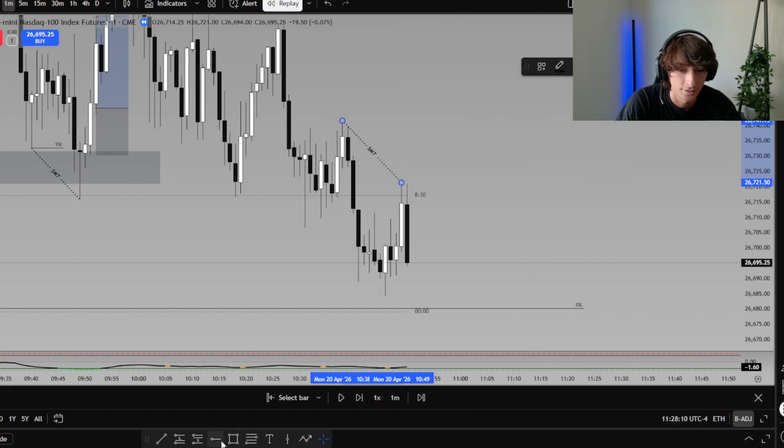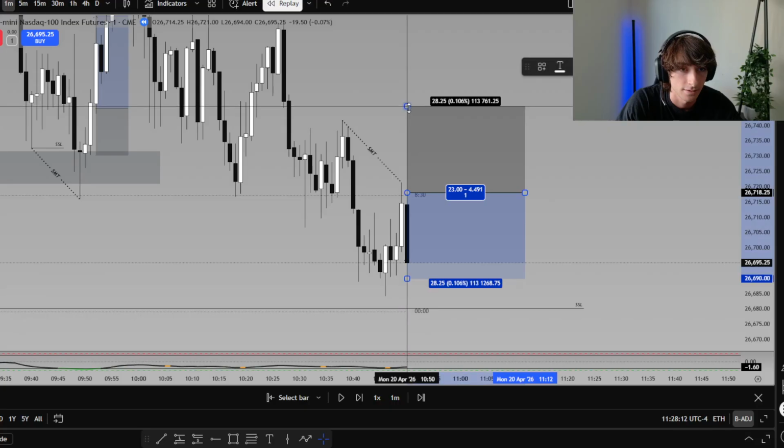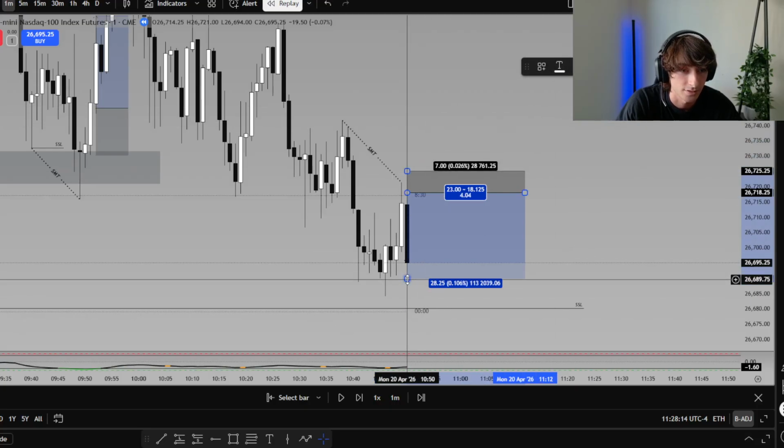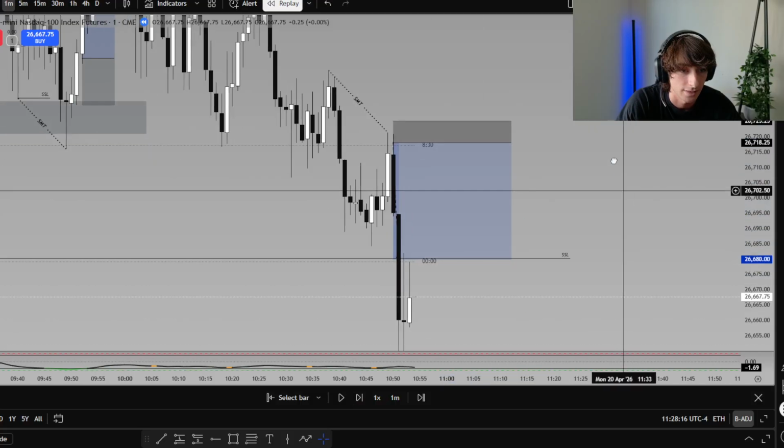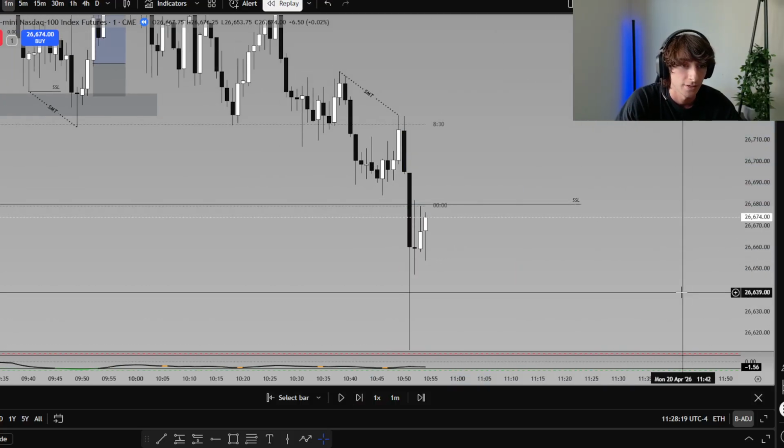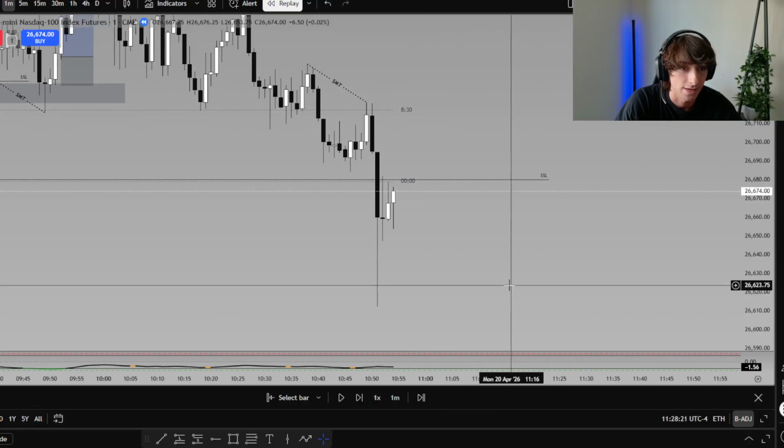I entered as soon as I saw that. Didn't even really put a stop loss. And then I targeted the lows, and I got run through in pretty much 1 minute. So that was another eval halfway passed.